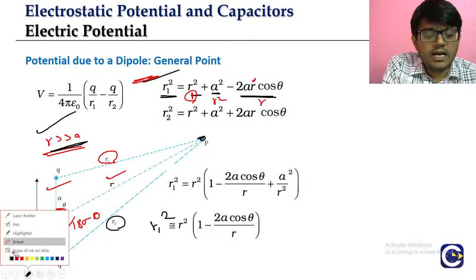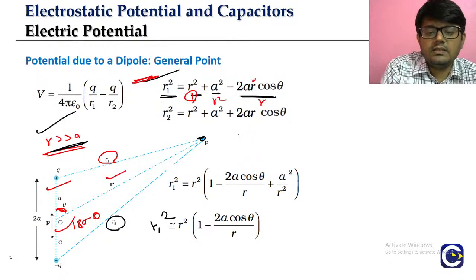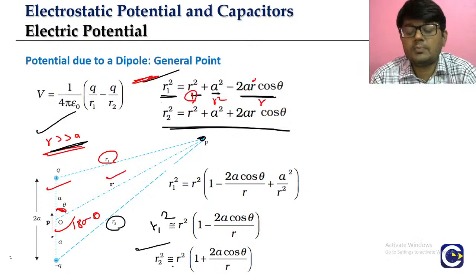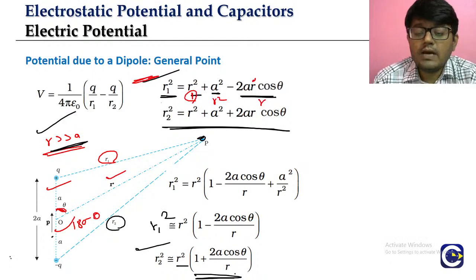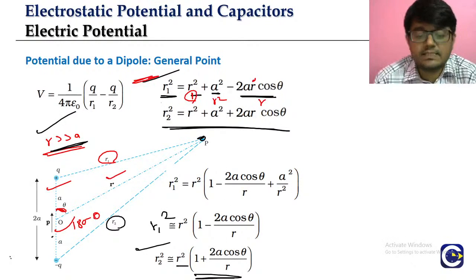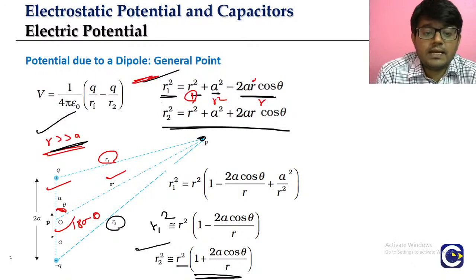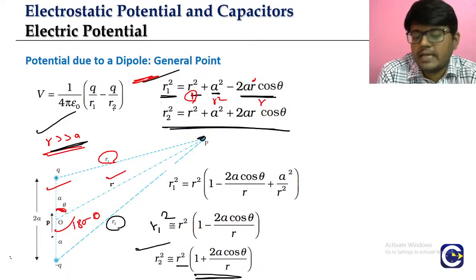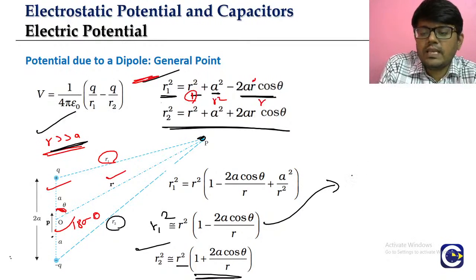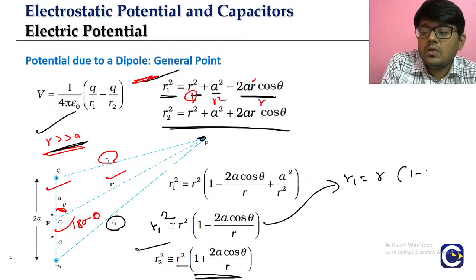And if you take the other one, this r2 square, when we simplify it, what are we going to get? Here minus becomes plus. So r2 square will be approximately equal to r square into 1 plus 2a cos theta by r. In r1 square it was minus, and r2 square we get as plus. But observe, we are looking for 1 by r1 and 1 by r2. So in the expression, we can take a square root on both sides. r1 is equal to r into 1 minus 2a cos theta by r whole power half.